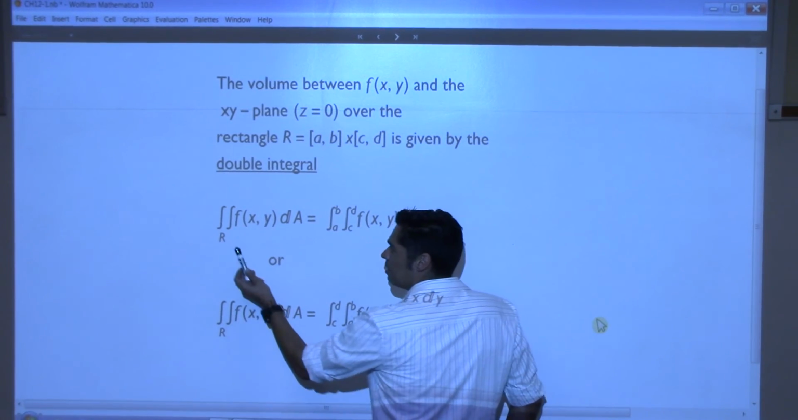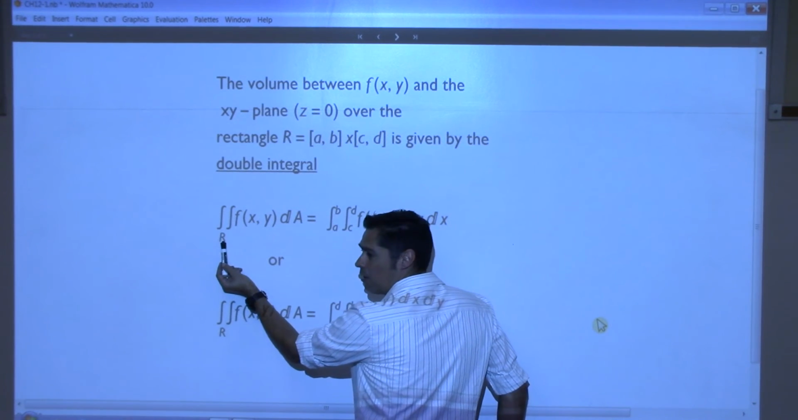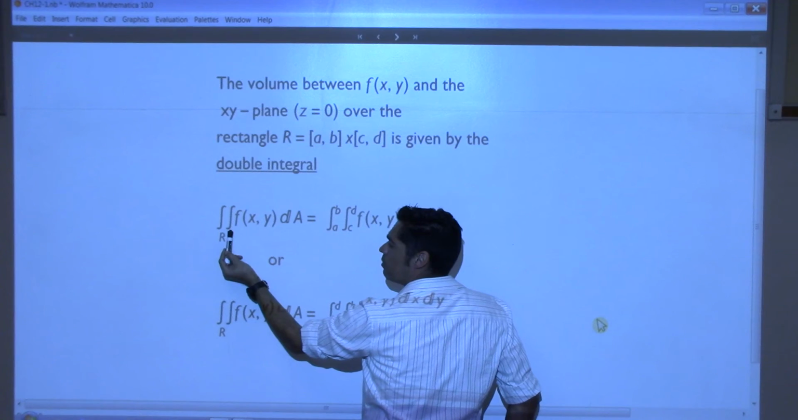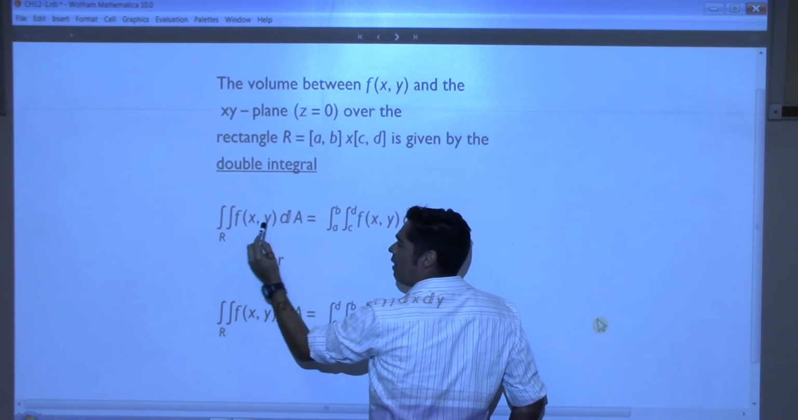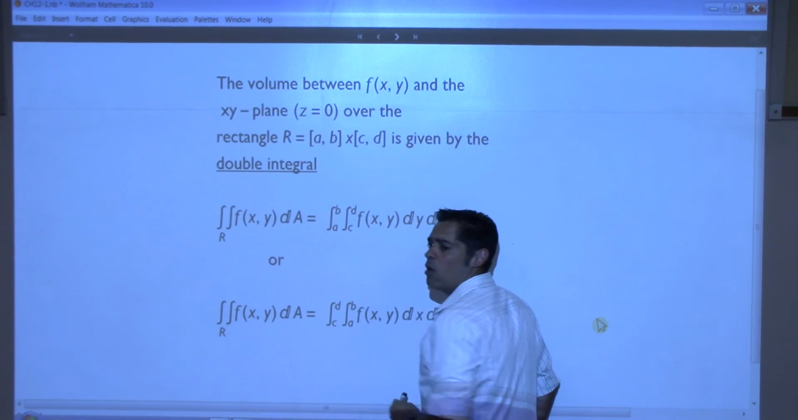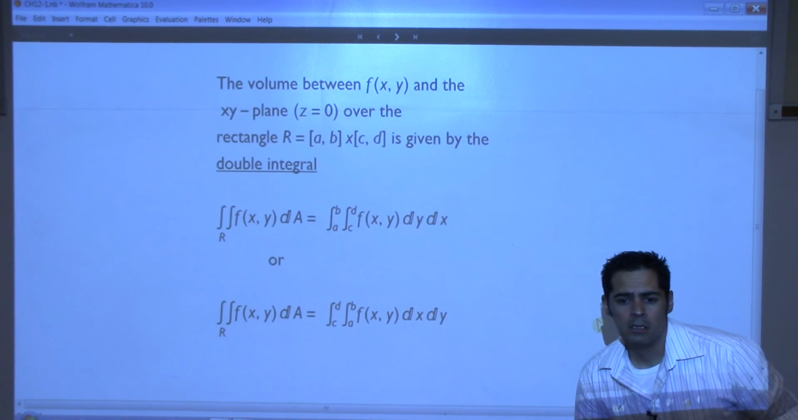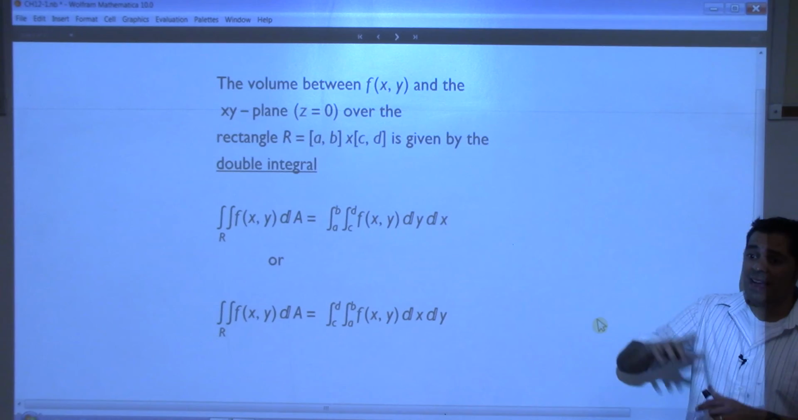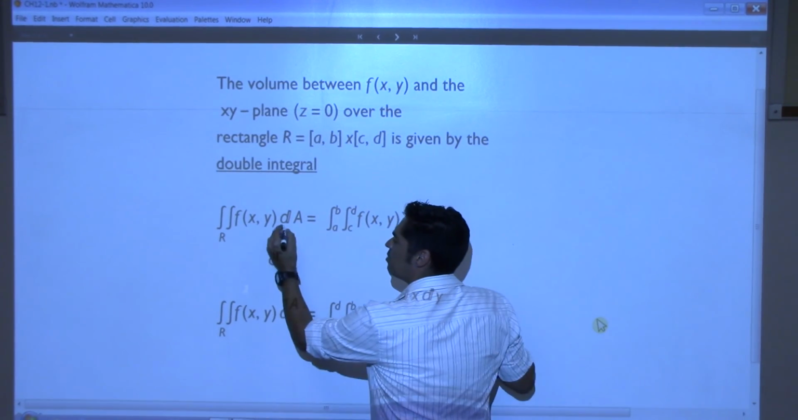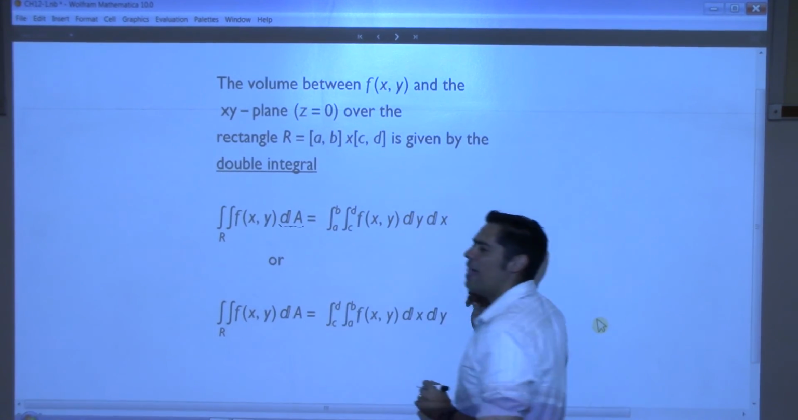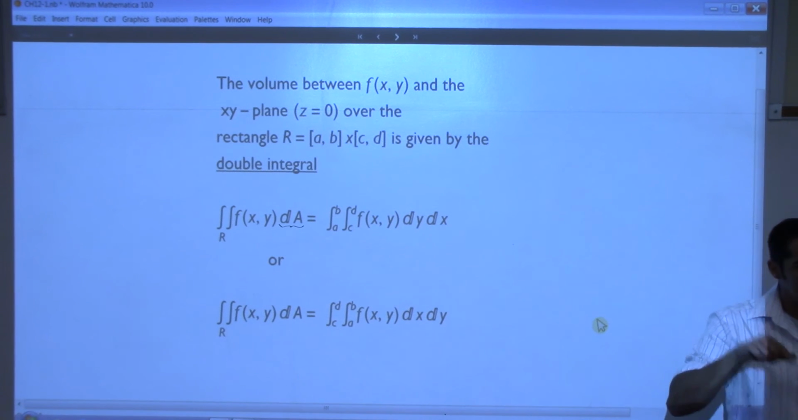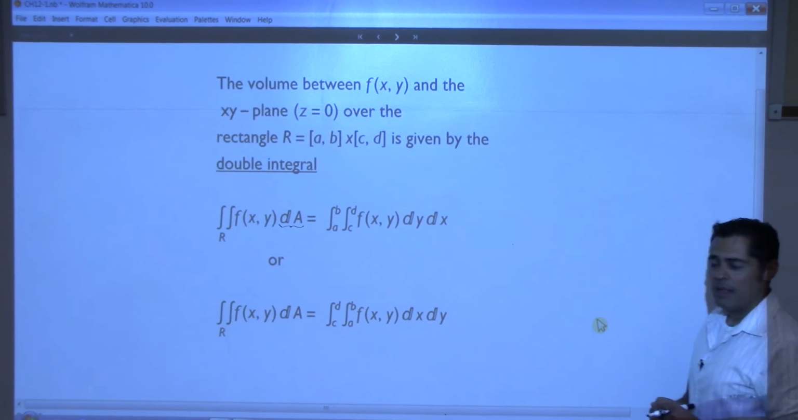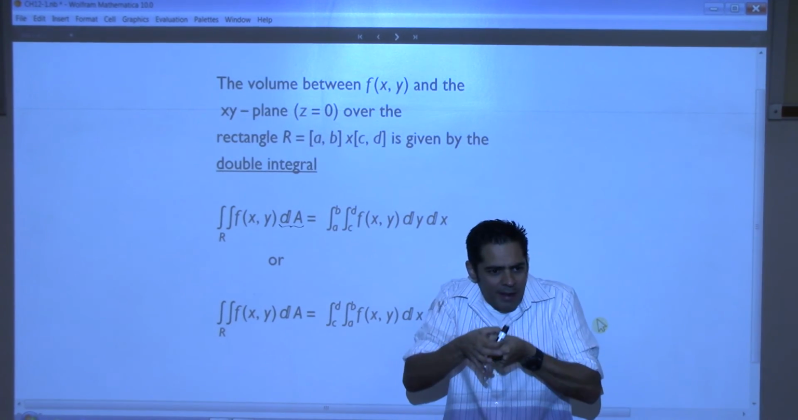Now pay attention to this. Double integral over R. R is what? R is the rectangle, right? The double integral over R of f of x y. This right here represented what part of the picture? The f of x y was the height, right? So this was the height of it. This right here, dA. What do you think the capital A stands for? Area, right? It's an infinitesimal area on the ground.